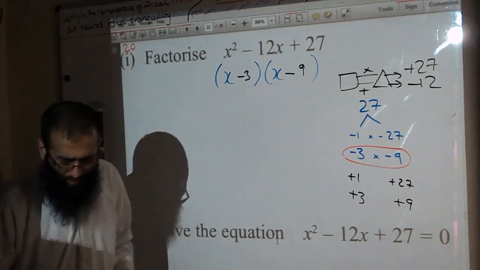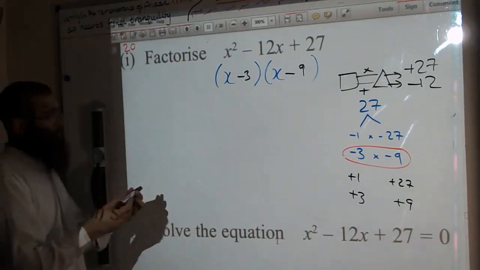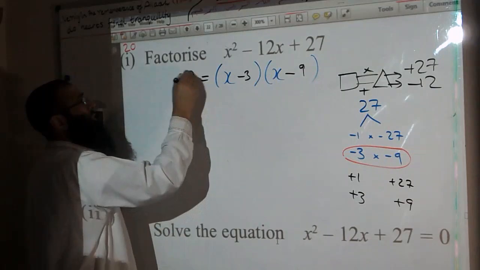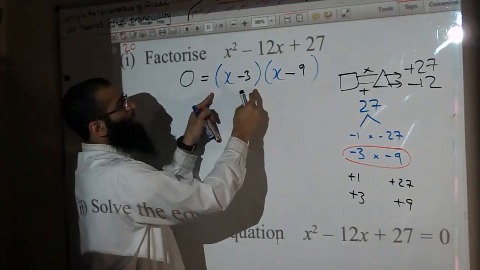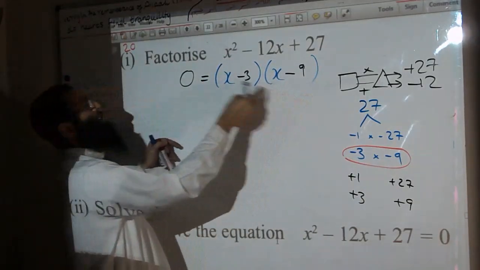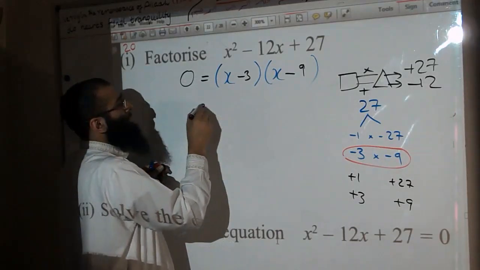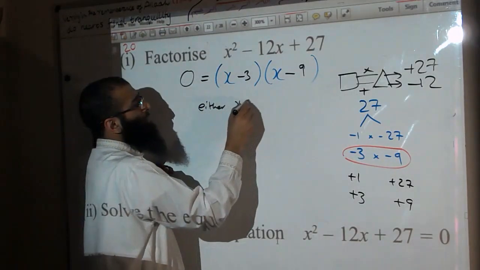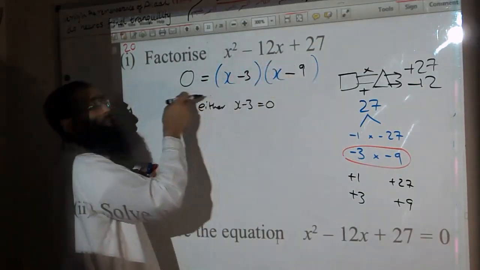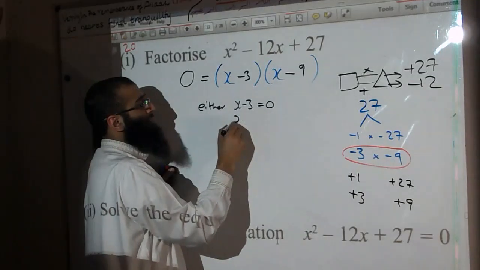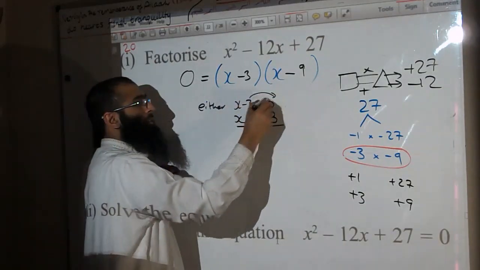Okay, the next question says solve the equation, which is the same one. When we solve this equation, we have to make it equal to 0. If I've got this number here and this number here, two numbers which are going to multiply together to give you 0, what fact do we know? One of the brackets must be equal to 0. So we say either x minus 3, the first one, is equal to 0, because 0 times whatever is 0, isn't it? So x minus 3 is 0, so the x value will be equal to 3. The opposite of minus 3.